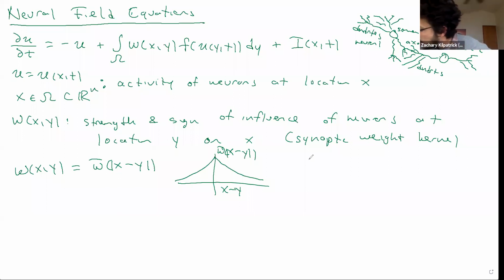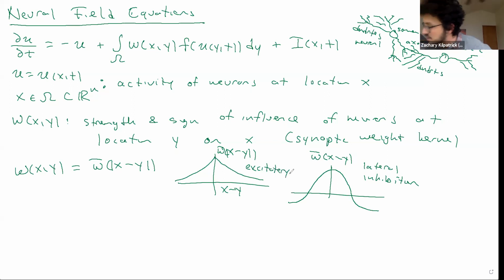You can also have functions like this, where neurons that are very far away from each other tend to inhibit each other or prevent each other from becoming active, and neurons that are closer to each other will tend to excite each other. This is what's called a lateral inhibitory kernel, okay, as opposed to just an excitatory kernel here, okay?